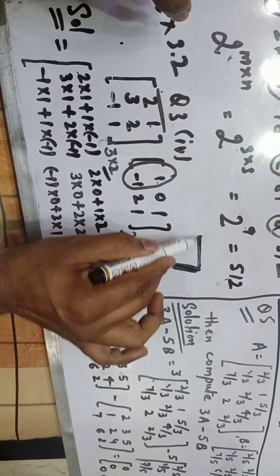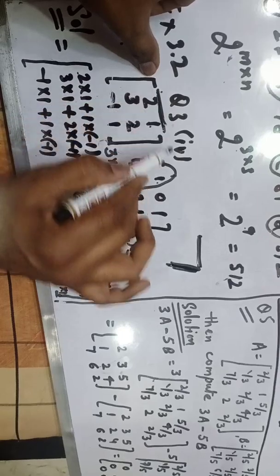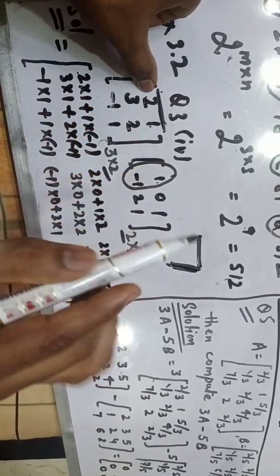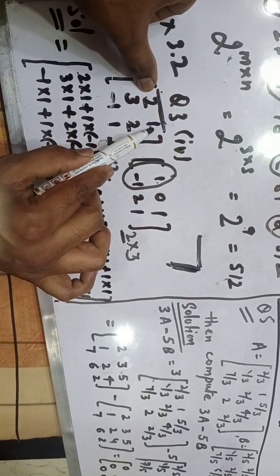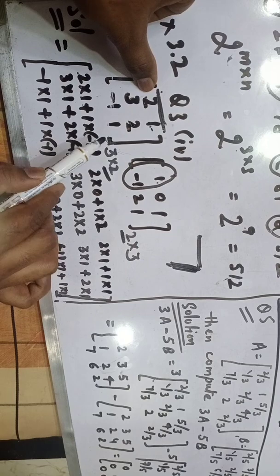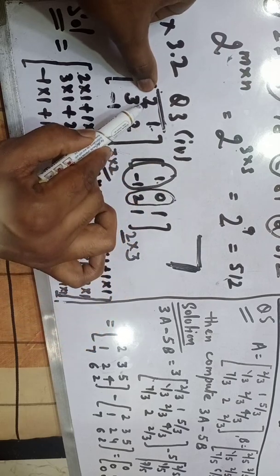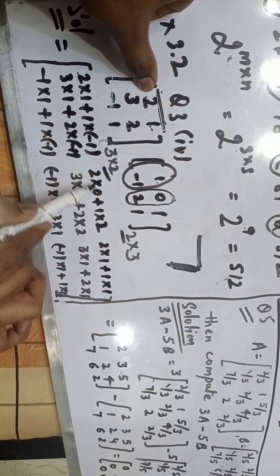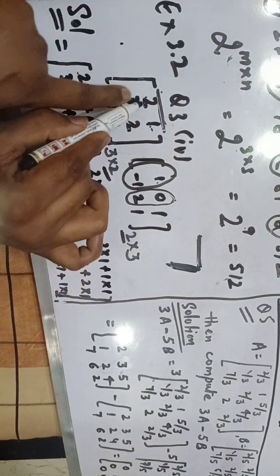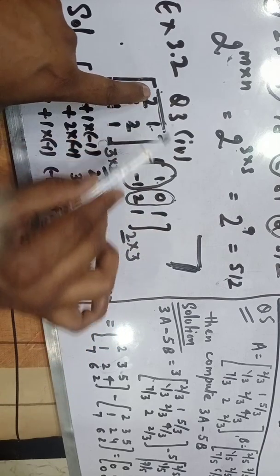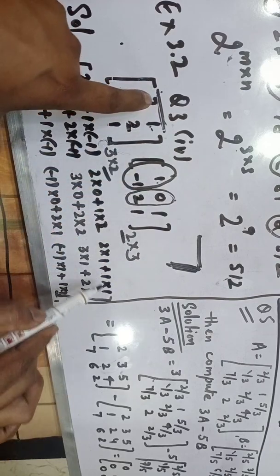You have to make a 7-like symbol. You take this row, and this line means you take the column. So this row and this column: 2 into 1, plus, we have to write plus, 1 into minus 1. This is your first element. Again, first row, second column: 2 into 0, plus 1 into 2. Again, this row and third column: 2 into 1, then plus 1 into 1.